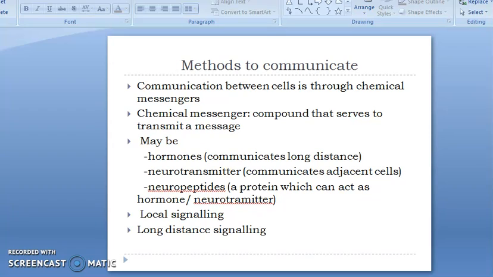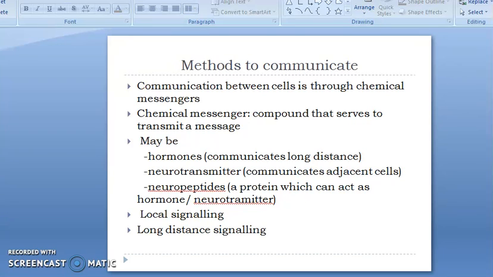When we come to the first and the second, based on distance, we have a basic difference. Hormones are always meant for long distance communication, but neurotransmitters communicate with adjacent cells. Coming to the third one, the neuropeptides, these are proteins. They can act as a hormone or a neurotransmitter.